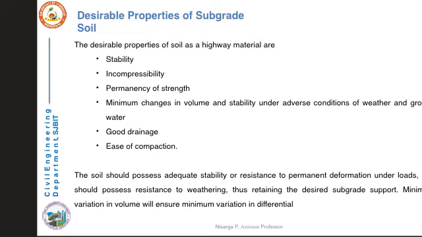Some of the desirable properties of soil as a highway material include stability. The soil should possess adequate stability, or resistance to deformation under the wheel load. The soil should not be compressible. It should be incompressible in nature upon any change in volume or upon application of the load. The soil should not undergo any permanent deformation under the load.